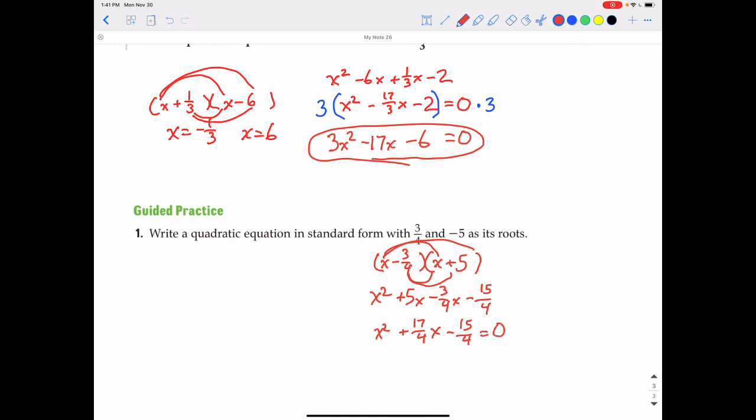Again, equals 0 because we're trying to write an equation in standard form, meaning that it is set equal to 0. And then we can eliminate the fractions by multiplying both sides by the common denominator, and the only denominator is 4, so that would be our common denominator. And then distribute, we would have 4x squared plus 17x minus 15 equals 0. And that would generate the roots of 3/4 and negative 5.